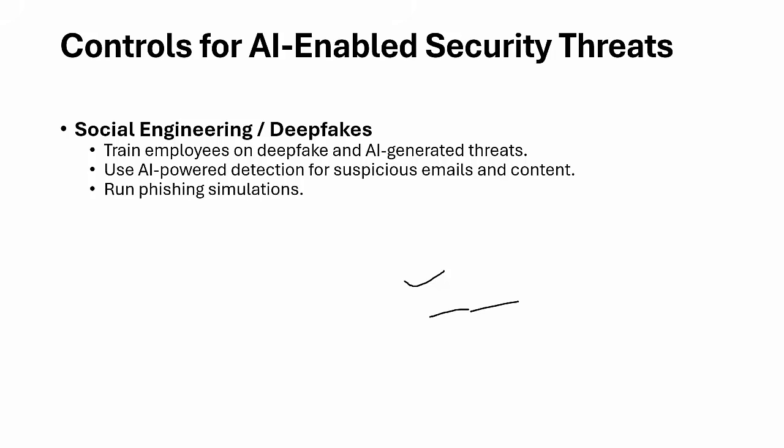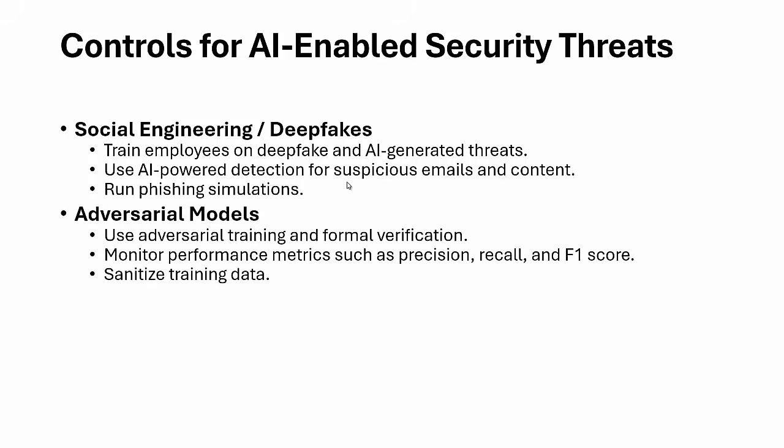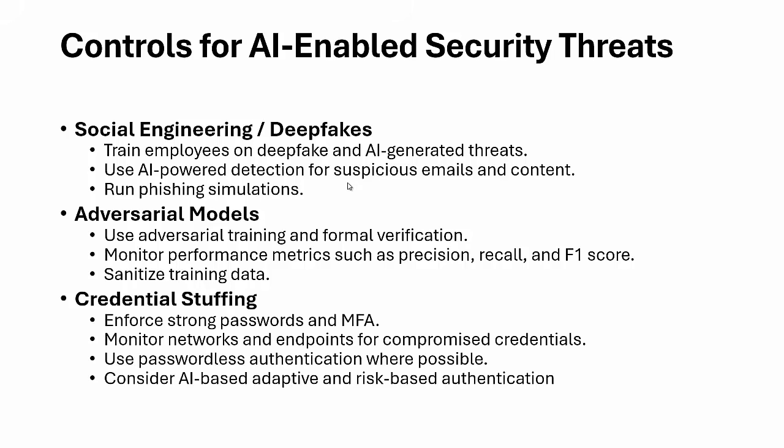Next is controls for AI enabled threats. Train employees on deepfakes, that's very important. Use AI powered detection for suspicious email content. Run phishing campaigns. Use adversarial testing to validate the models. Verify the precision, recall, and F1 score. If you're looking for the most effective testing for precision, recall, and F1 score, the answer is adversarial testing. Enforce strong passwords and MFA, which is very important.